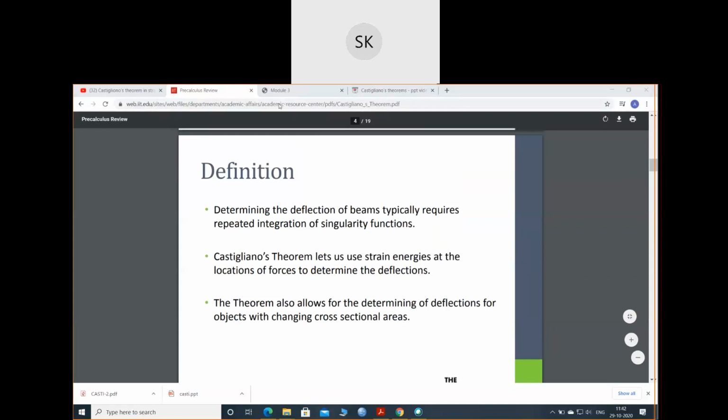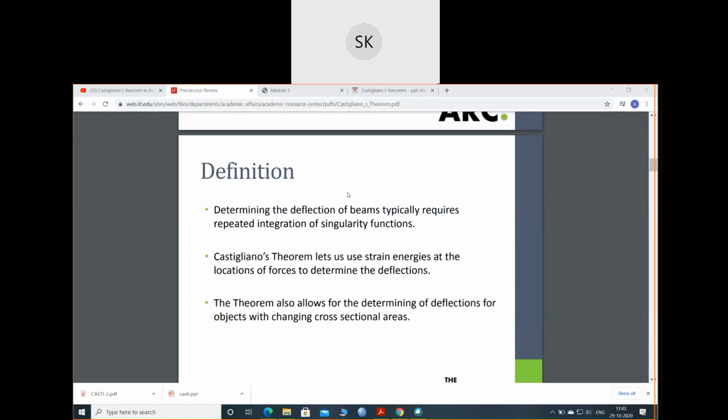So today we'll study Castigliano's theorem. Okay, Castigliano's theorem. So the basic definition of this theorem. Earlier we have studied column stability, right? Column stability, different conditions for the stability, and we went through numericals. Now today we'll study the new theorem, which is called Castigliano's theorem.